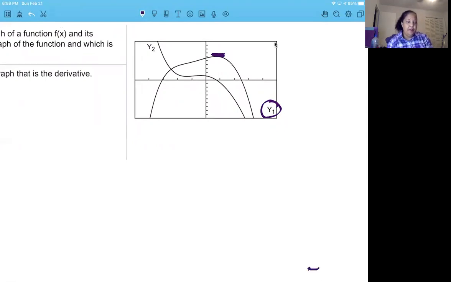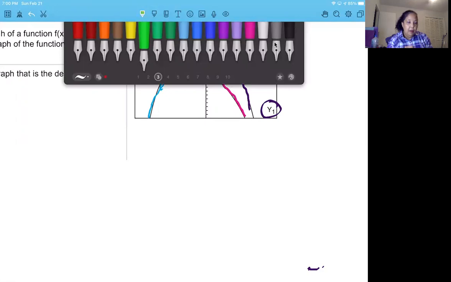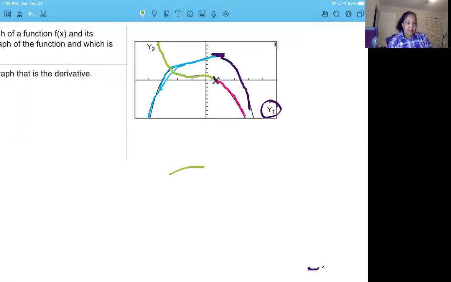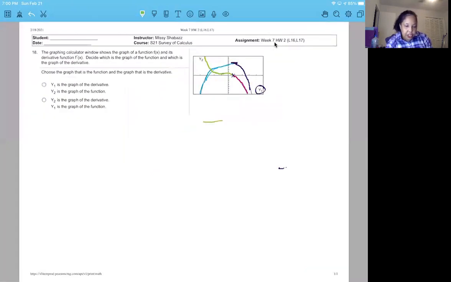So now what I know about the derivative is, when the tangent line slope is 0, the derivative is going to cross through the x-axis. Well, y2 crosses through the x-axis right here. The other thing I know is when the function is decreasing, the derivative is going to be below the x-axis. When the function is increasing, so this function is increasing, then the derivative needs to be above the x-axis, which this is. So it looks like my function is y1 and the derivative is y2.